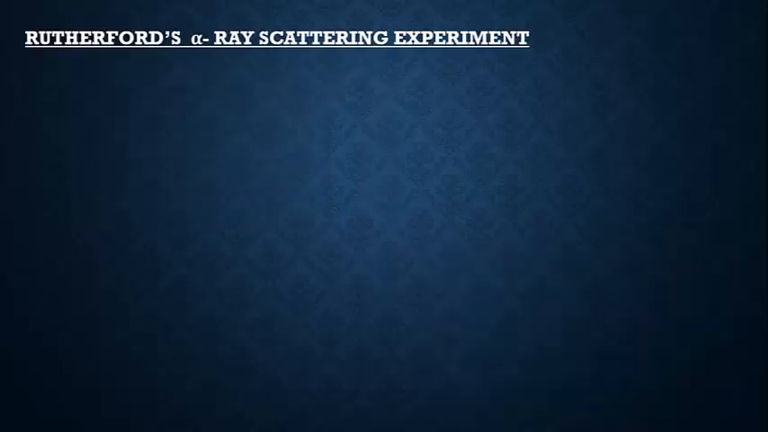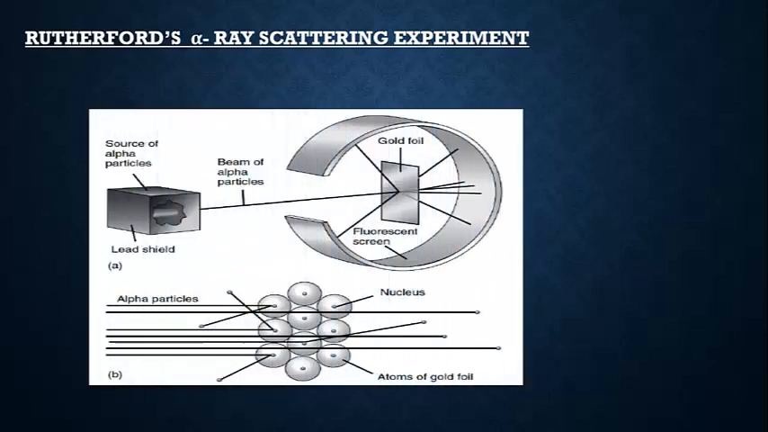Okay, so next we are going to study Rutherford's alpha ray scattering experiment. This is the experimental setup. This is the source of alpha particles. Alpha particles are coming and falling on a thin gold foil, and here a circular detector of zinc sulfide is kept. Alpha particle, we know, is helium, He-2-4. We are considering it as a positive particle, so this positive charge is falling on the gold foil.